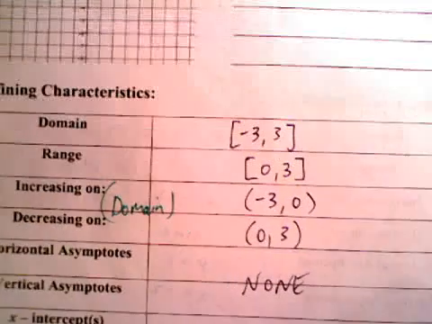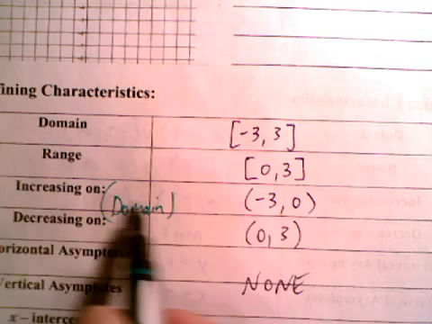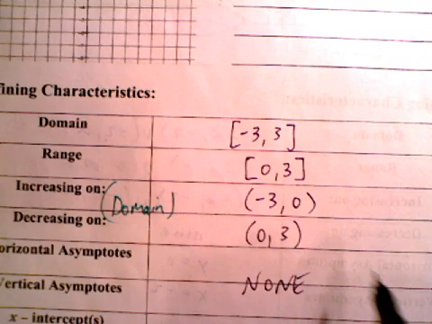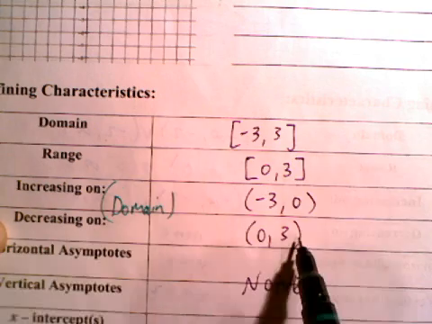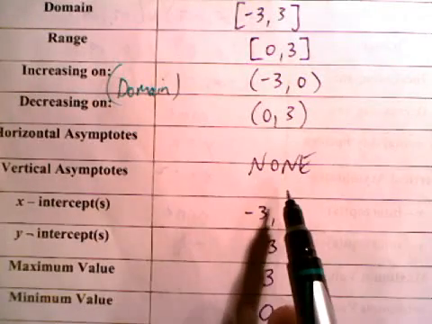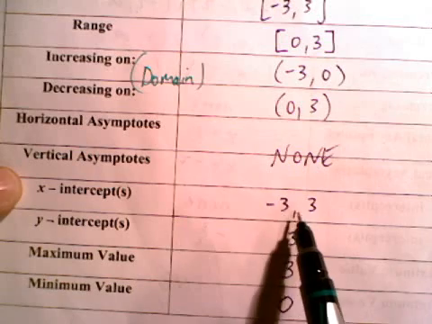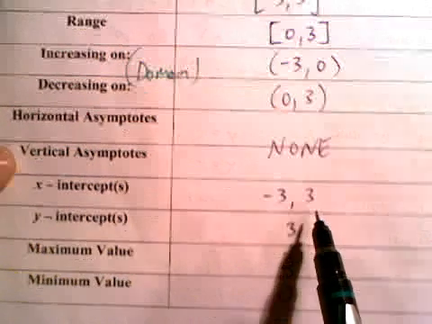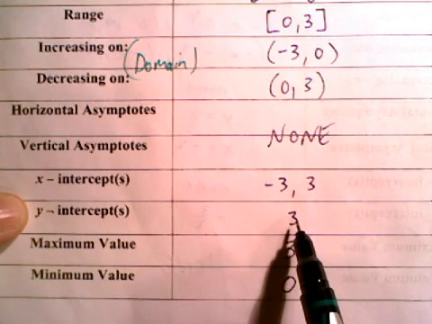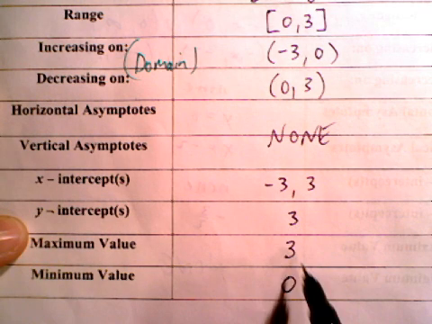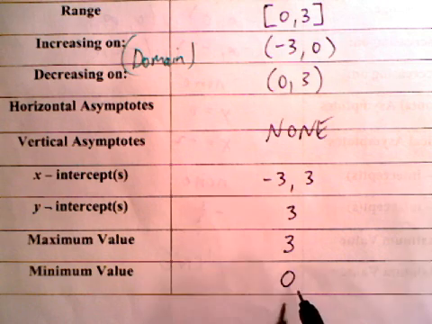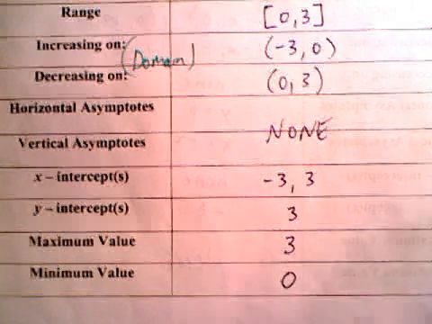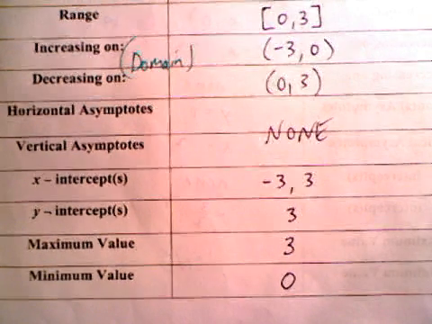So the part of the domain in which the y values are getting bigger starts at negative 3 and goes to 0. And then the part of the domain where the y values are getting smaller would be from 0 to 3. No horizontal or vertical asymptotes. We have two x-intercepts, one at negative 3 and one at positive 3. We've got a y-intercept of positive 3, a maximum value of 3, and a minimum value of 0. If I said where is that minimum value, you would say at negative 3 and at positive 3. And so there you go for your page 18. That was much quicker.